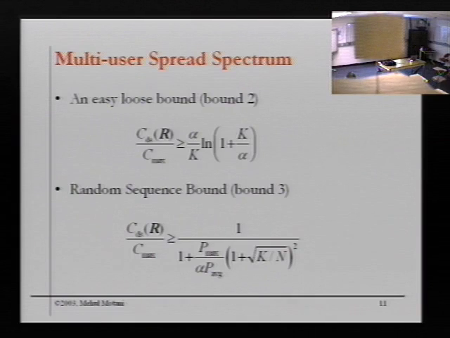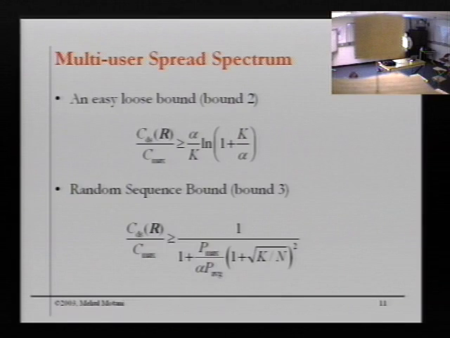Okay, this CDMA in the multi-user case: every user is spreading by bandwidth expansion n, but I'm looking at the sum of all the users' rates, and it's a function of the spreading sequences assigned to the users. Okay, and I can get a simple bound by just using the same log sum inequality I used in the single user case, and I get this simple bound, which I call bound 2.